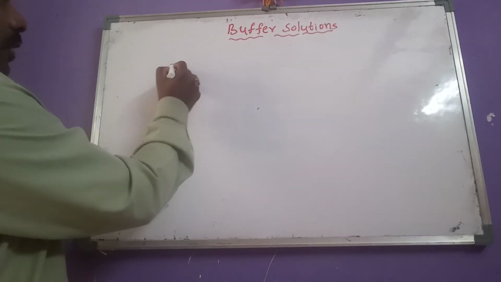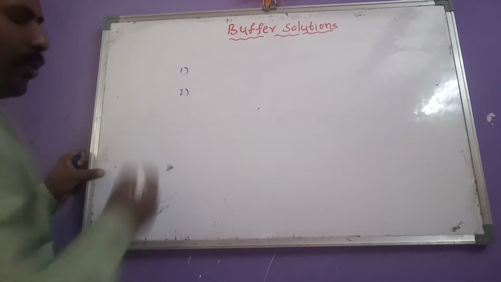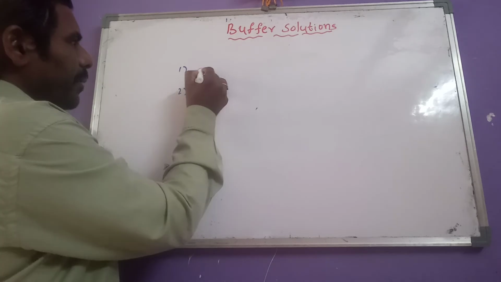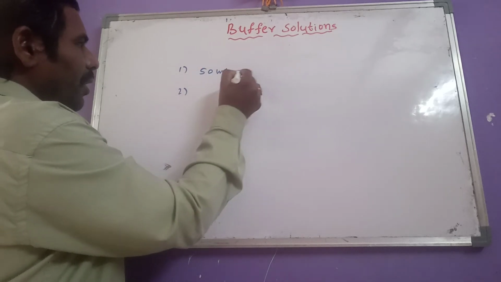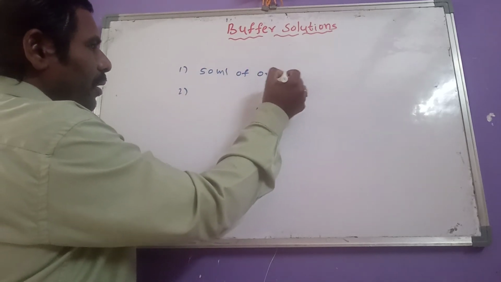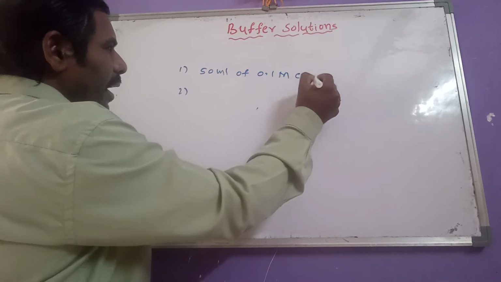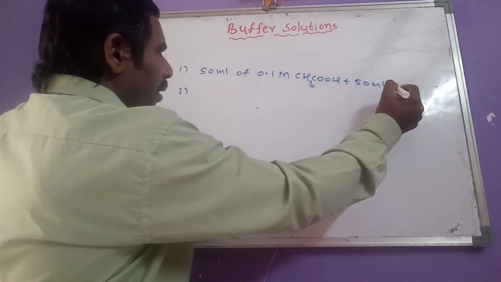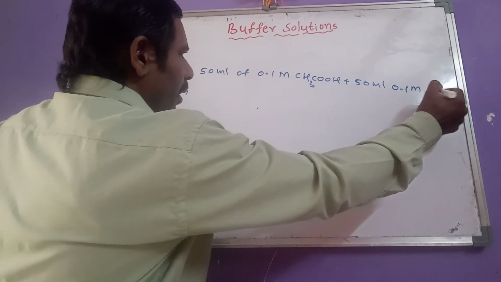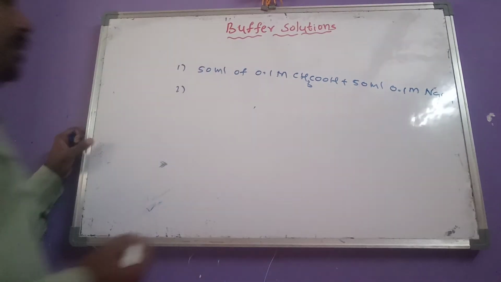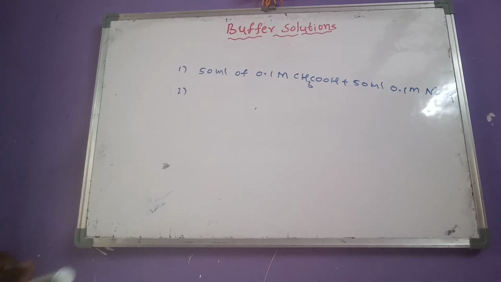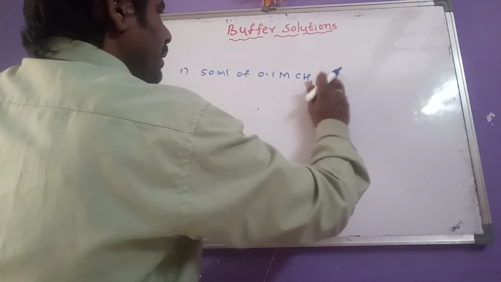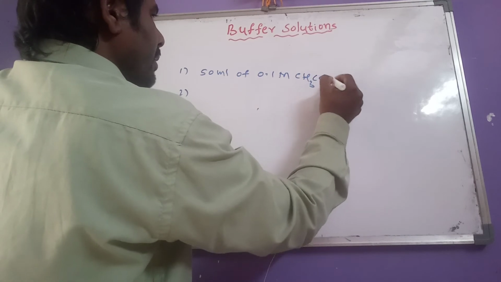So one question related to this topic I give here. Which of the following mixtures will give an acidic buffer? So what are the mixtures? First option here: 50 ml of 0.1 M acetic acid plus 50 ml of 0.1 M NaOH. Will this option give that acetate buffer or not? Let us see here.